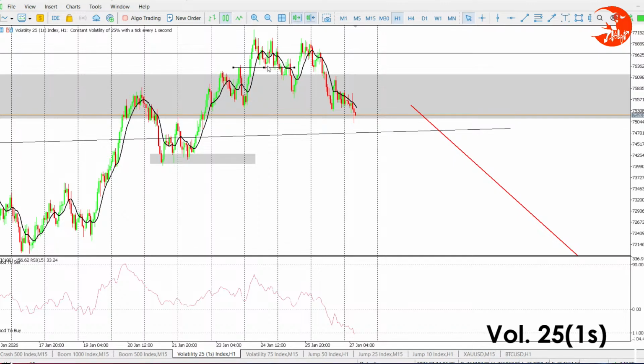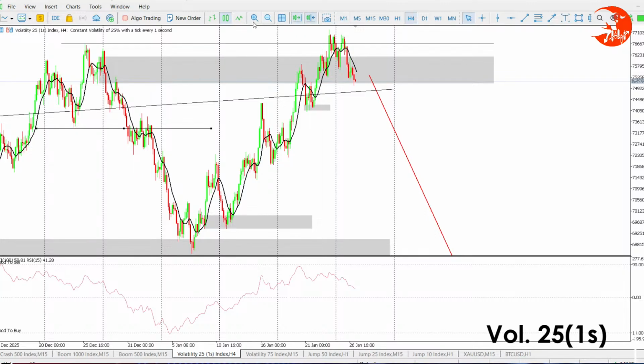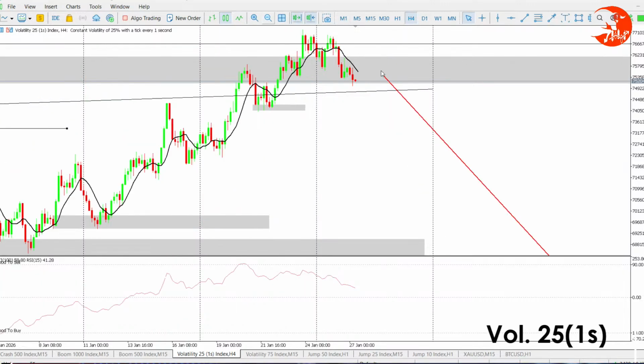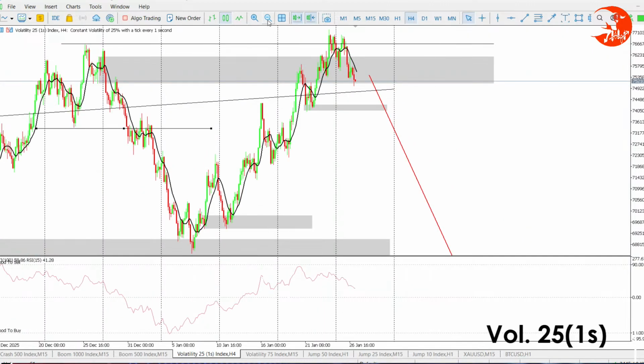How can we enter sales now? So go to H4 first. We've already seen that. So this is a break of structure. It's looking for a new lower low. We have this level here. It's not a strong support, so price is likely to go through it without any hindrance.